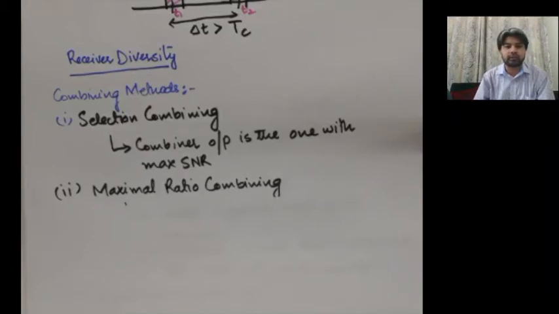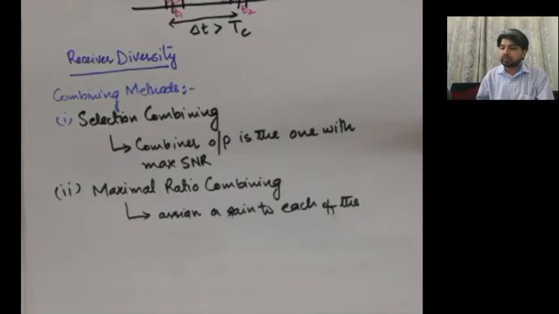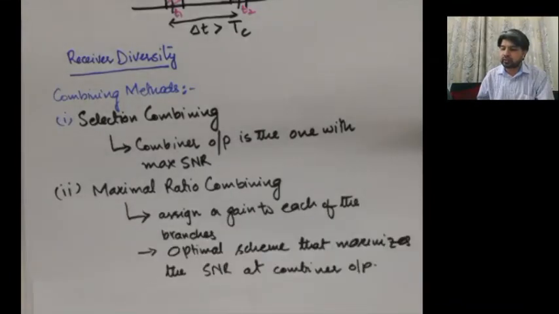In maximal ratio combining, your combiner output is the weighted sum of the individual branches. That means you assign different gains to each of the capital M branches at the receiving end, and the goal of maximal ratio combining is to combine these branches in such a way that you get the maximum signal to noise ratio at the combiner output. You would soon find out that maximal ratio combining, or MRC to be short, is the optimal scheme that maximizes the signal to noise ratio at the combiner output.